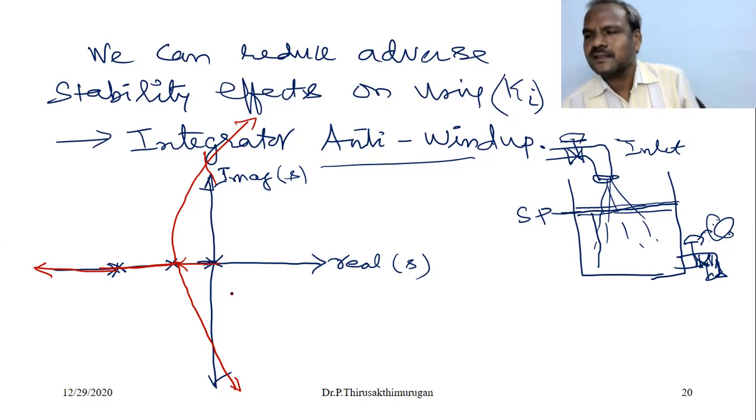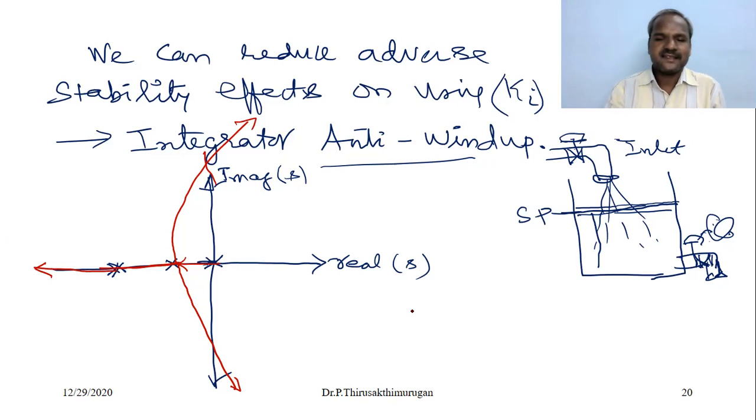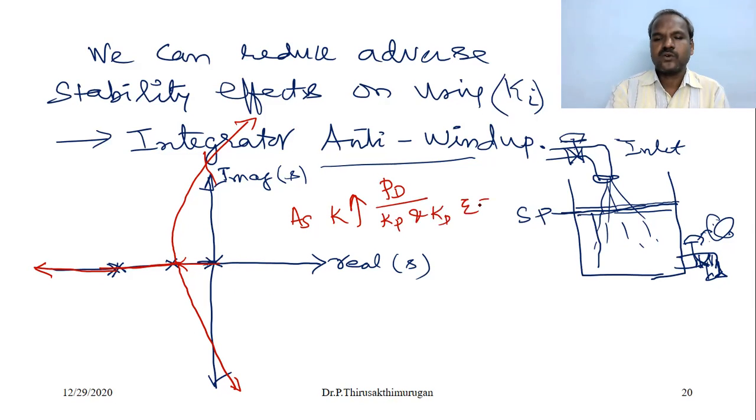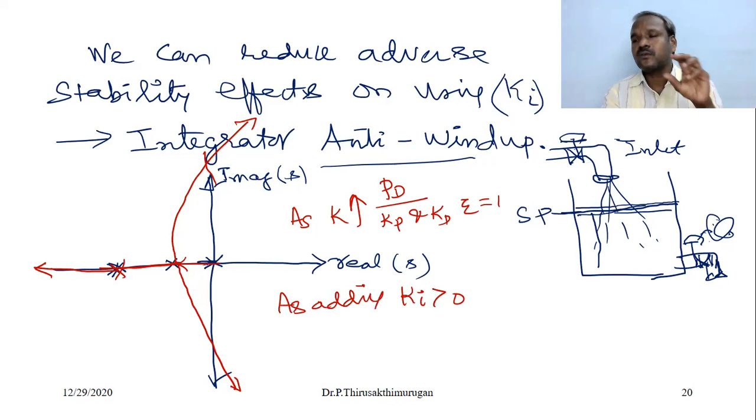Understand? So in this movement of the three roots of the equation, as k increases from 0, first a PD controller is chosen with Kp and Kd for zeta equal to 1, yielding critical damping, giving rise to two collocated roots on the negative real axis. Understand? Adding Ki greater than 0 creates a third root at the origin.